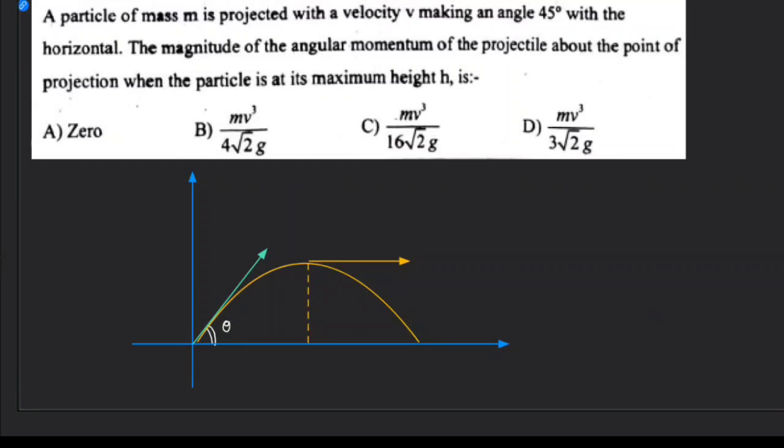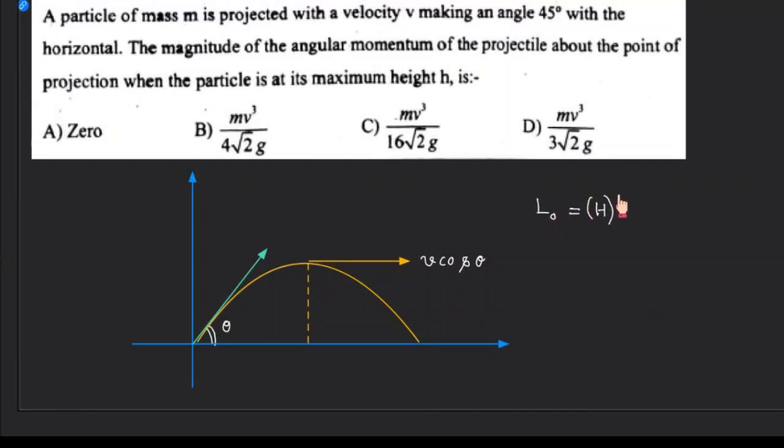So at this maximum height, the velocity is how much? At the maximum height, the velocity is v cos theta only. At maximum height, the vertical velocity will be 0. There is only horizontal velocity, right? If you want to find out the angular momentum about this point O, it can be written as velocity into perpendicular distance. So, perpendicular distance is how much? H, right? Clear?